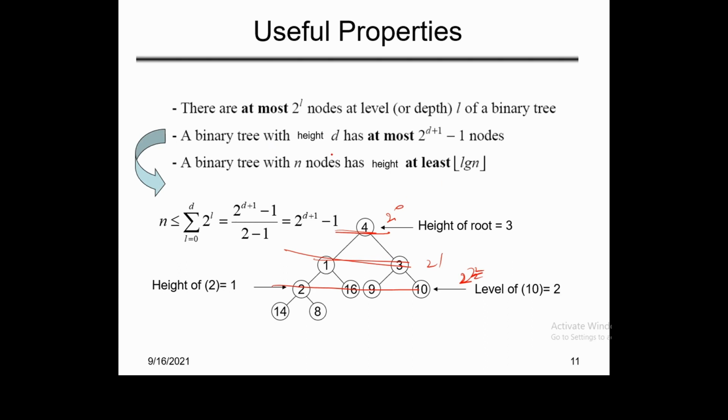A binary tree with height d has at most 2^(d+1)-1 nodes. This is the total number of nodes of a tree with height d. So the total number of nodes will be less than or equal to this. Now, let us see how many nodes come at each level: 2^0, 2^1, 2^2, and at the highest level 2^d. So what we can do is the summation. What is the height here? Suppose it is d, or basically it is log n.